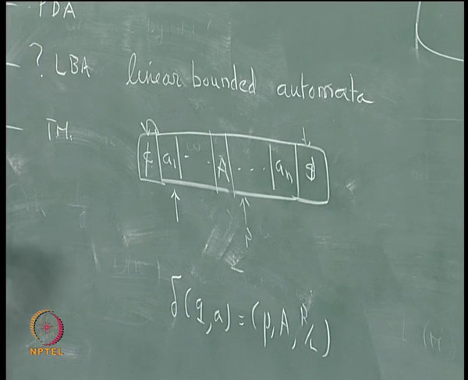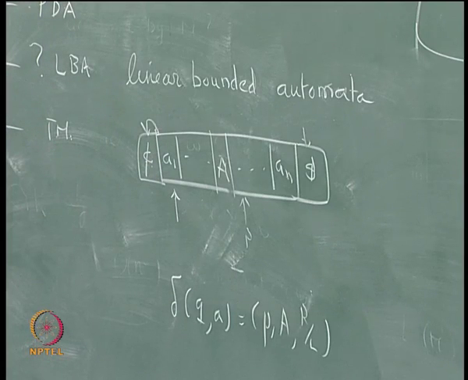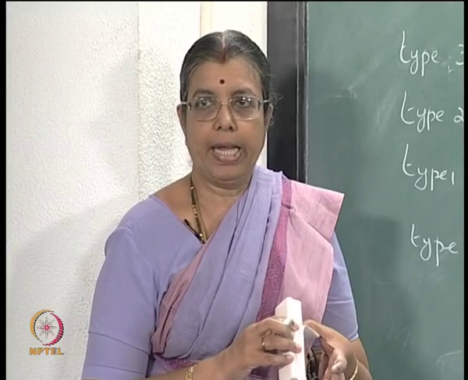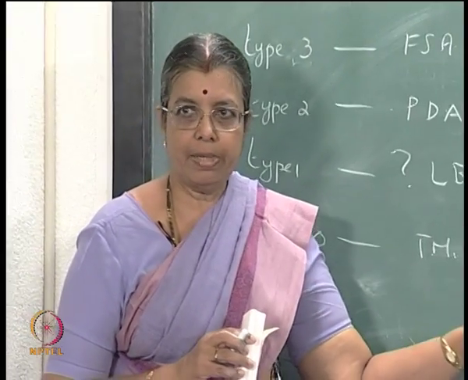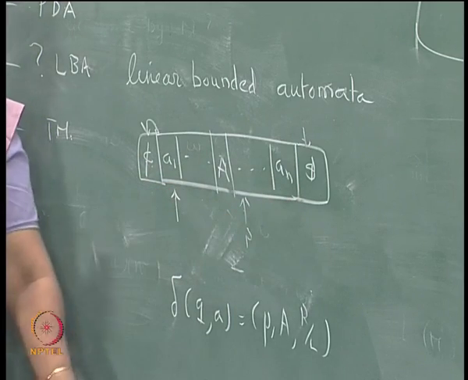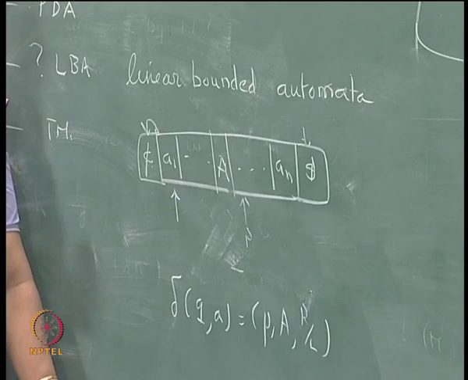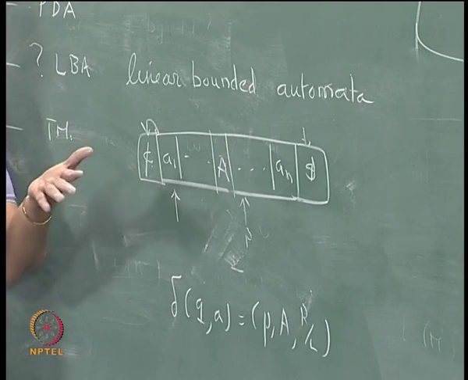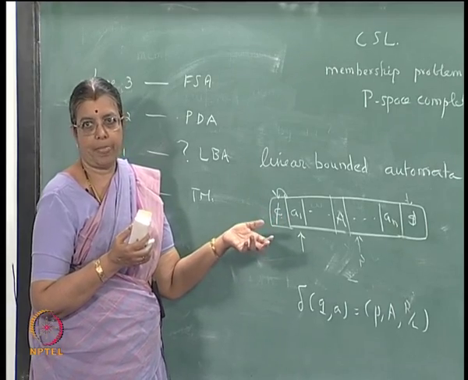So it has to move within this space only, whereas a Turing machine is infinite in both directions, or one way infinite, whatever it is. Here the tape is finite and the behavior mapping is similar to that of a Turing machine, but if it reaches this cell or this cell, the machine halts. Within the end markers it has to move. The tape is linearly bounded, that is why it is called a linear bounded automata.